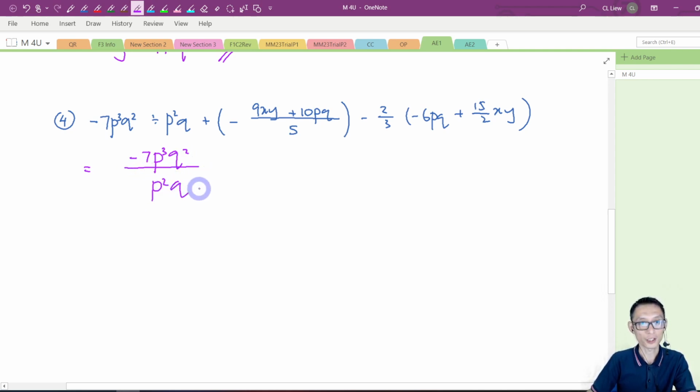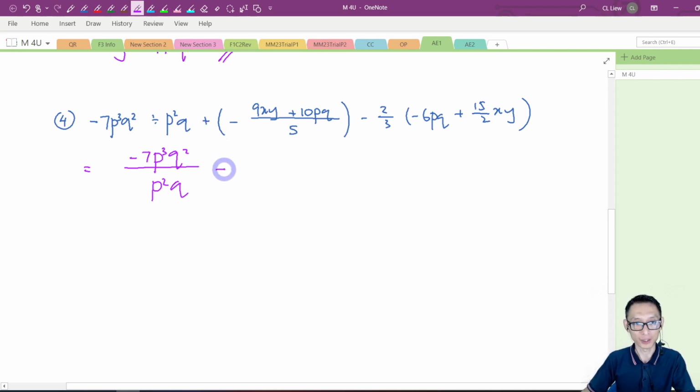P squared Q. Positive, negative. Okay, this one I think I don't want to change it first. Actually just now I wanted to write the negative in front of the 9xy here, but I think right here is okay. I think it will be more complicated, easier to make mistake. Okay, let me change this one.